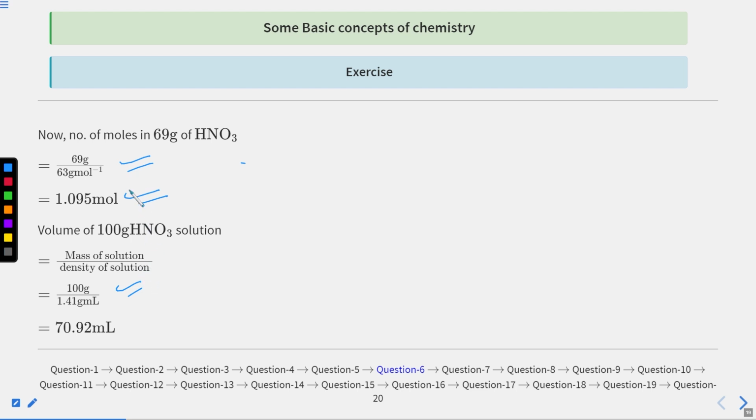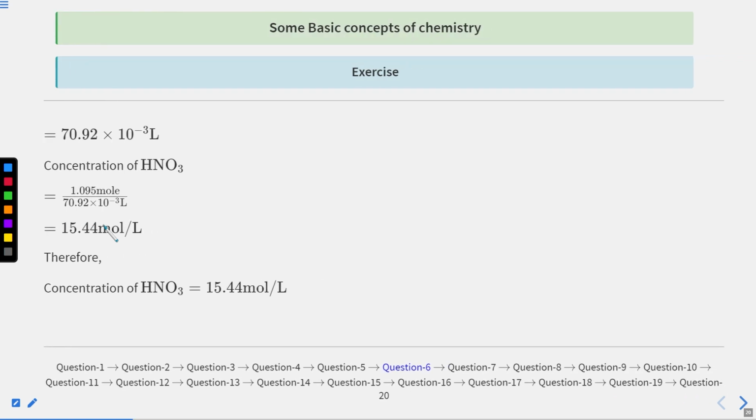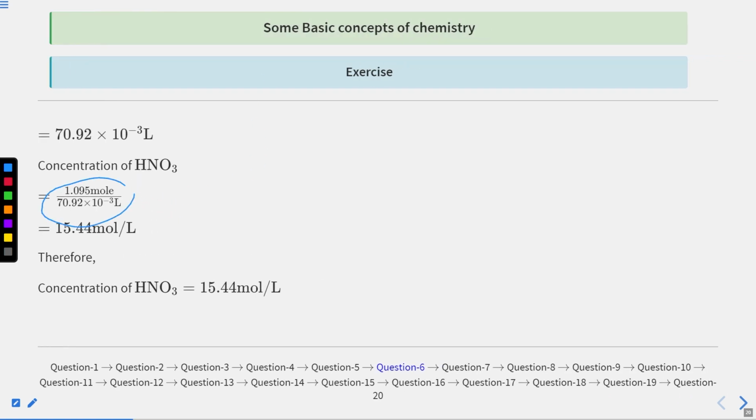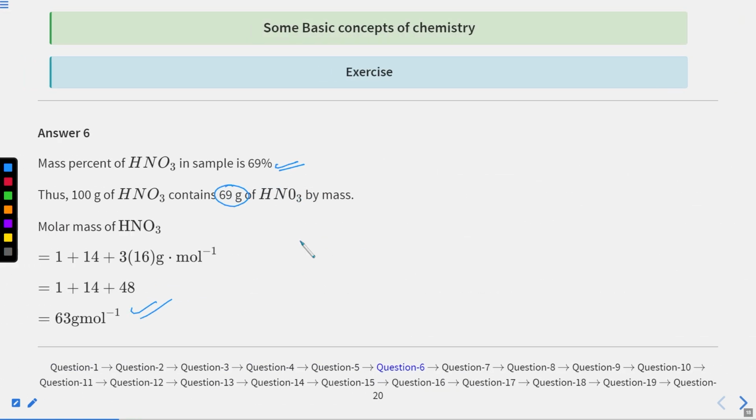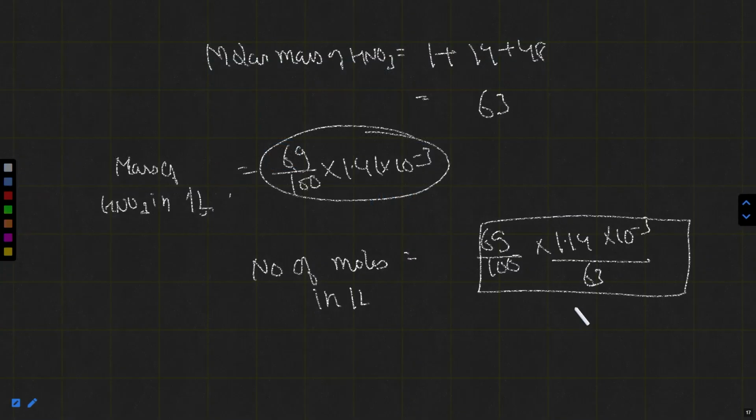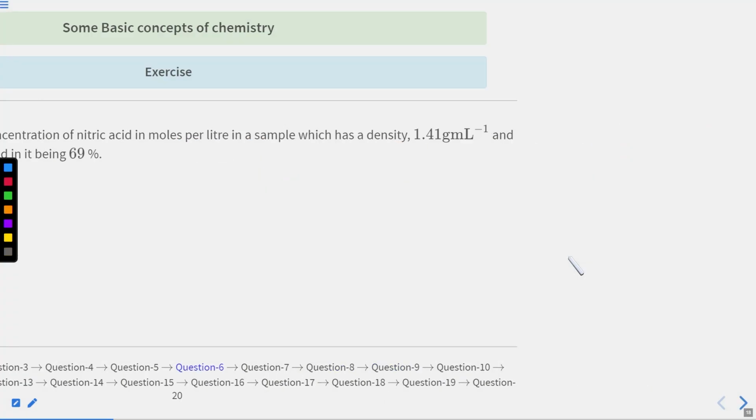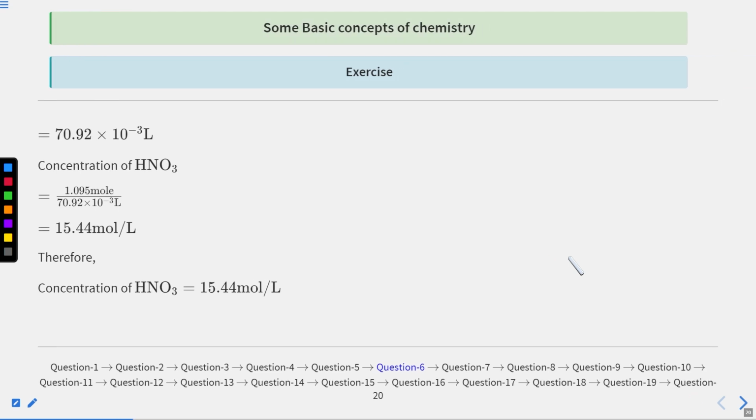So they have calculated the number of moles, and now the volume of 100 gram of this much will be, so they multiplied by 100, and that is our volume. And then they have calculated the concentration, means they have calculated the number of moles in 100 gram, and they have calculated the volume in 100 gram by using the density. The number of moles and the volume are both there, so we can do it in either way. That would give us a concentration of 15.44. If you do it by the previous method also, you will get the same answer. That is 15.44 mole per liter.